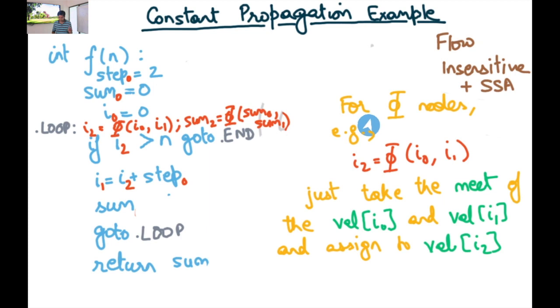But before that, I want to say: what is the transfer function of a phi node? If there's a phi node, for example, I2 equals phi of I0, I1, then I just take the meet of whatever is the value of I0 in the in, and whatever is the value of I1 in the in, and assign it to the value of I2. So just like I have a transfer function for every normal program statement, once I'm doing it on SSA, I also need to say what is the transfer function on a phi node, and this is how I define it. I just take the individual values on the RHS of that phi node and meet them using my meet operator to obtain the value for the LHS of the phi node.